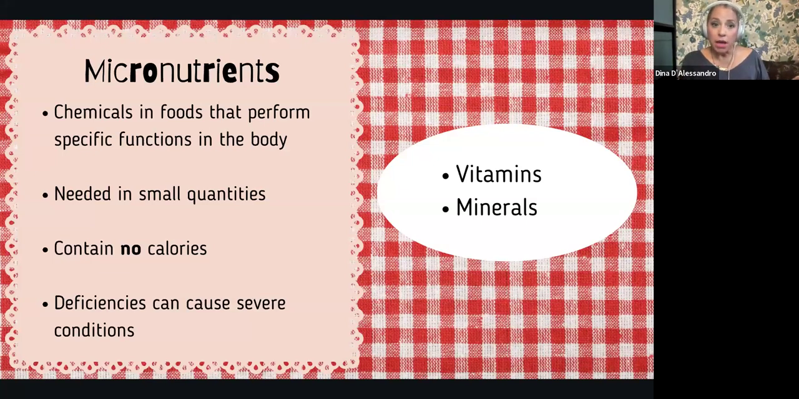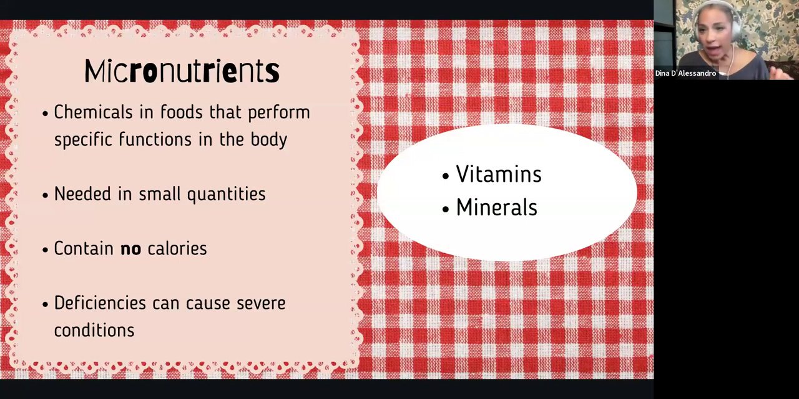Now, unlike the macros, there is not a similar ratio of everything in any one type of food. All foods contain some portion of vitamins and some portion of minerals. And here too is why we keep encouraging variety in your diet, because you mix and match and combine things, and hopefully you create a complete set of what your body needs, these essential nutrients for your body.